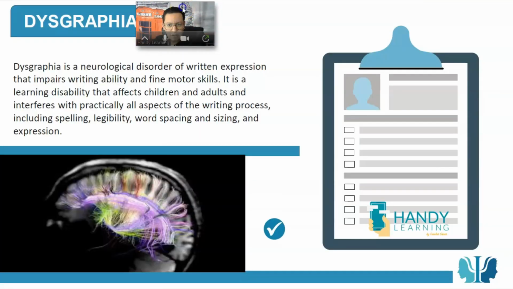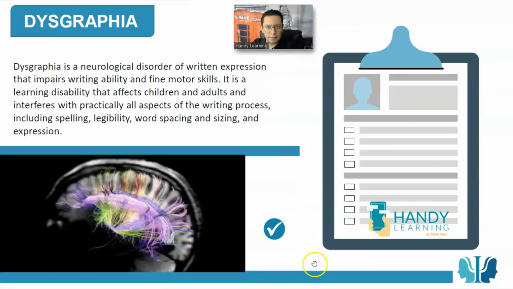The next learning disorder is dysgraphia, which has to do with the writing skills. All right, this is a disorder of a written expression that impairs writing ability and fine motor skills. It is a learning disability that affects children and adults and interferes with practically all aspects of the writing process, right? Including the spelling, the legibility, word spacing, and sizing of the letters and words, and of course the expression.